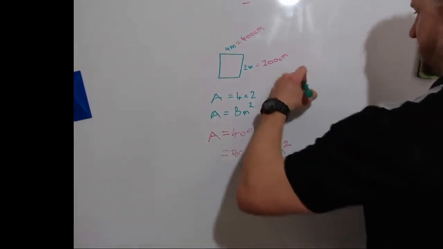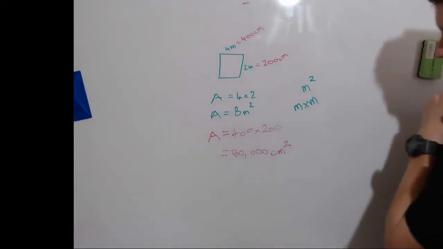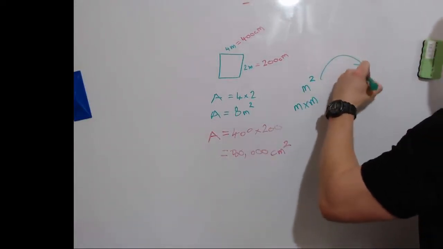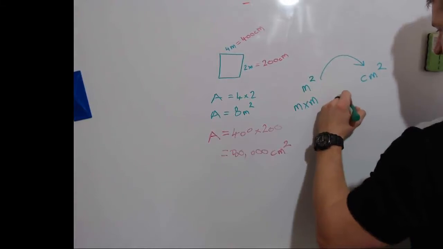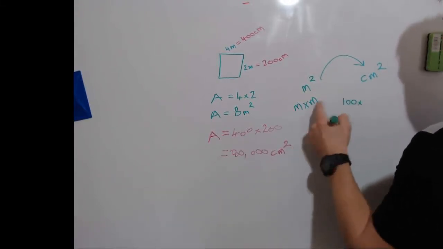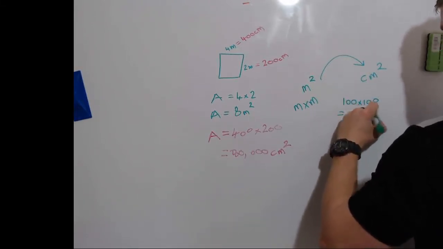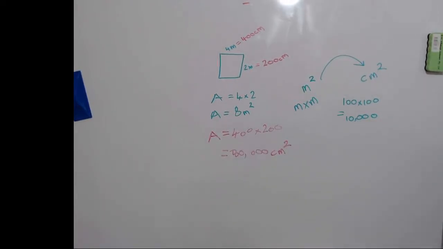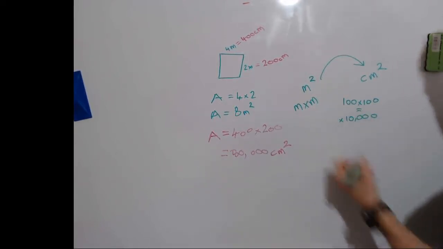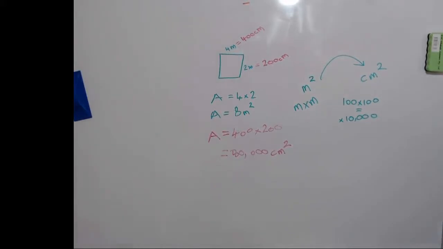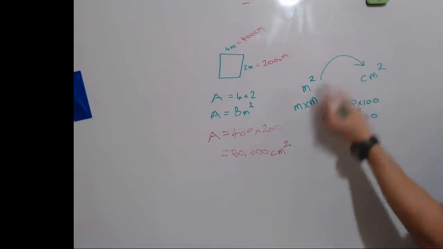If I wanted to convert from one to the other, meters squared is meters times meters. If I wanted to go to centimeters squared, well, meters to centimeters is 100, and I'm timesing it by meters to centimeters, which is 100, so that actually equals 10,000. So to go from meters squared to centimeters squared, I times by 10,000, as opposed to just adding the zeros to my sign. It's very different because it's squared.